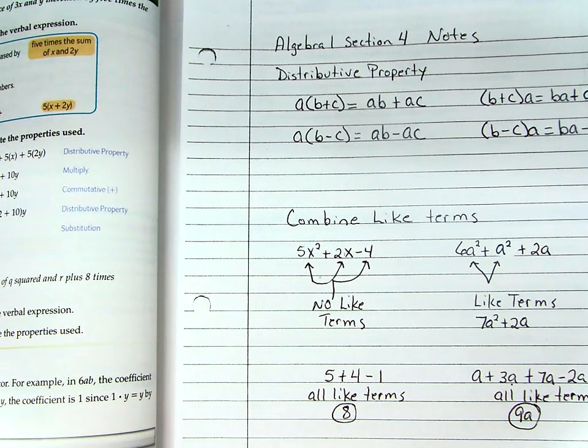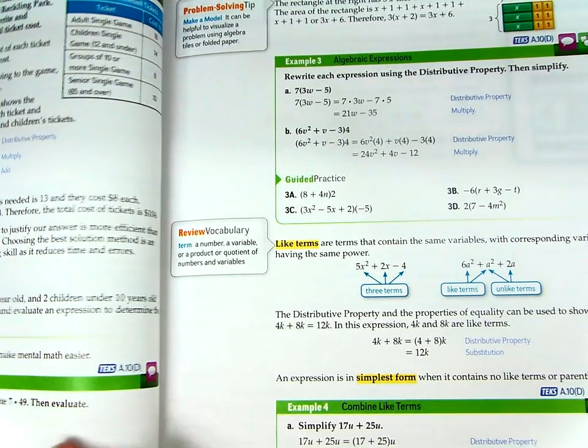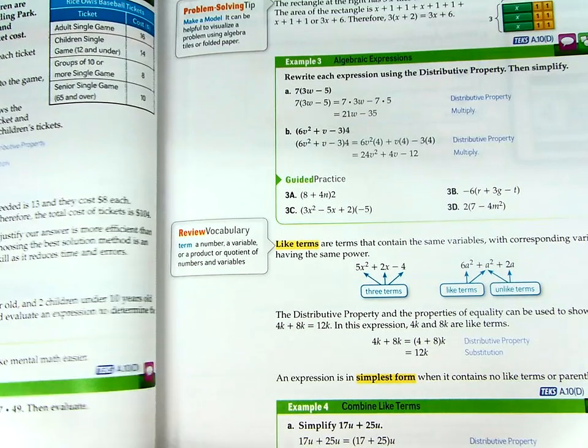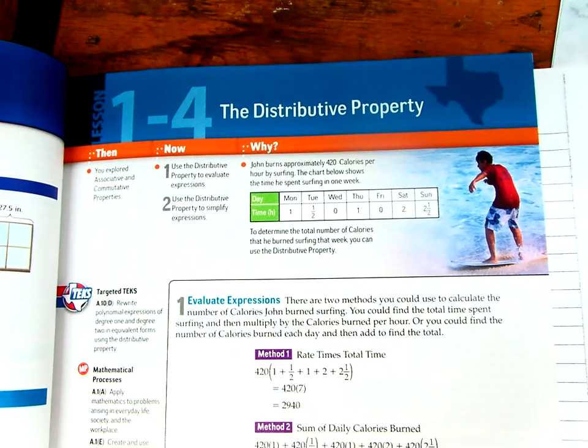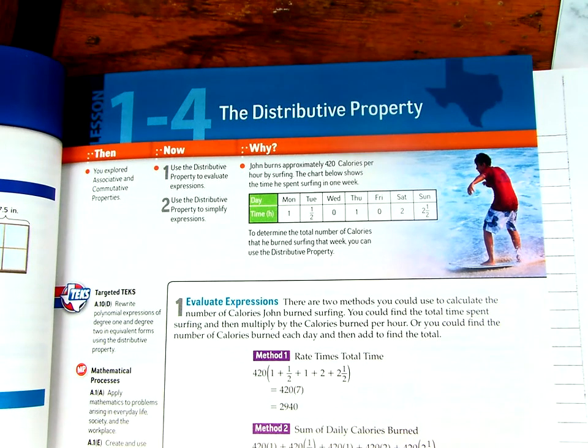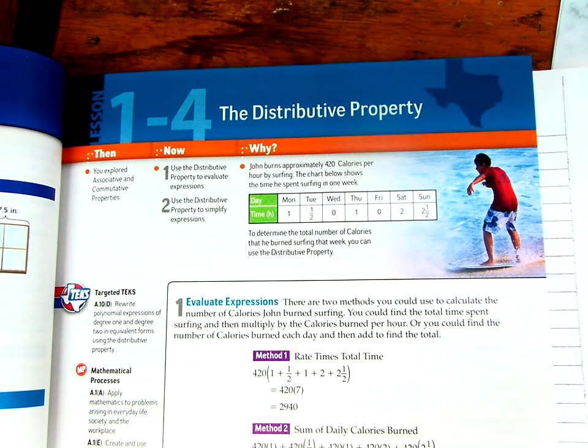Okay, here we are on section 4. Section 4 is titled Distributive Property. The distributive property is a property that we will use extensively in all math from here on out. How will you know if it's the distributive property?